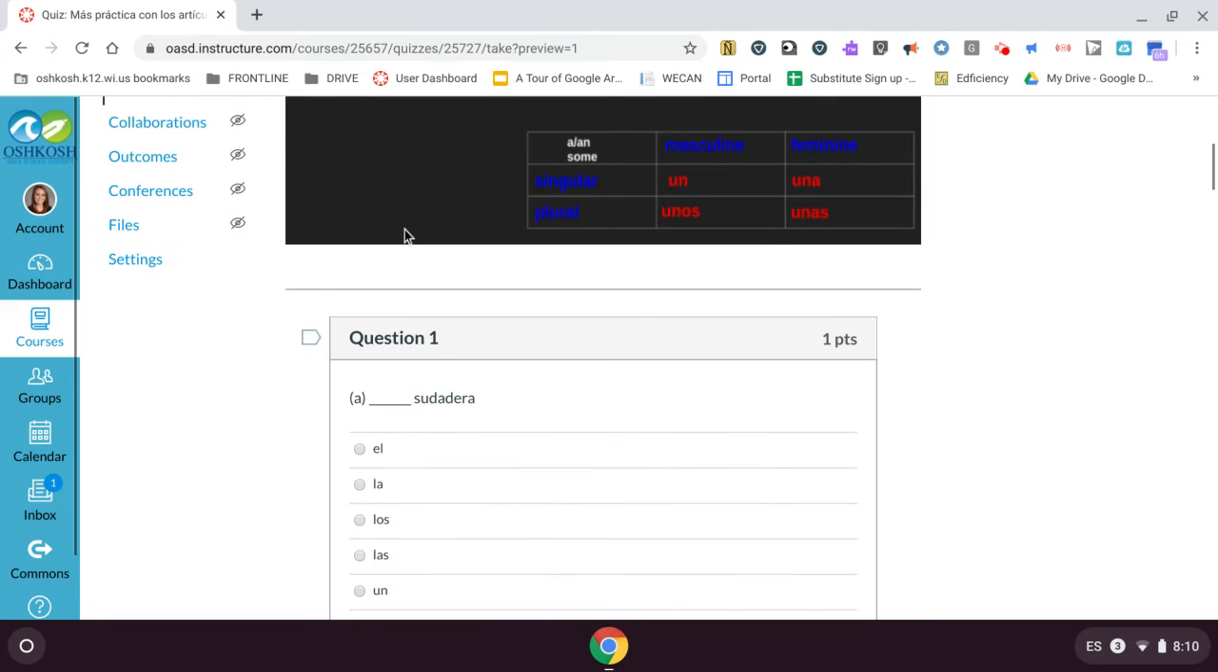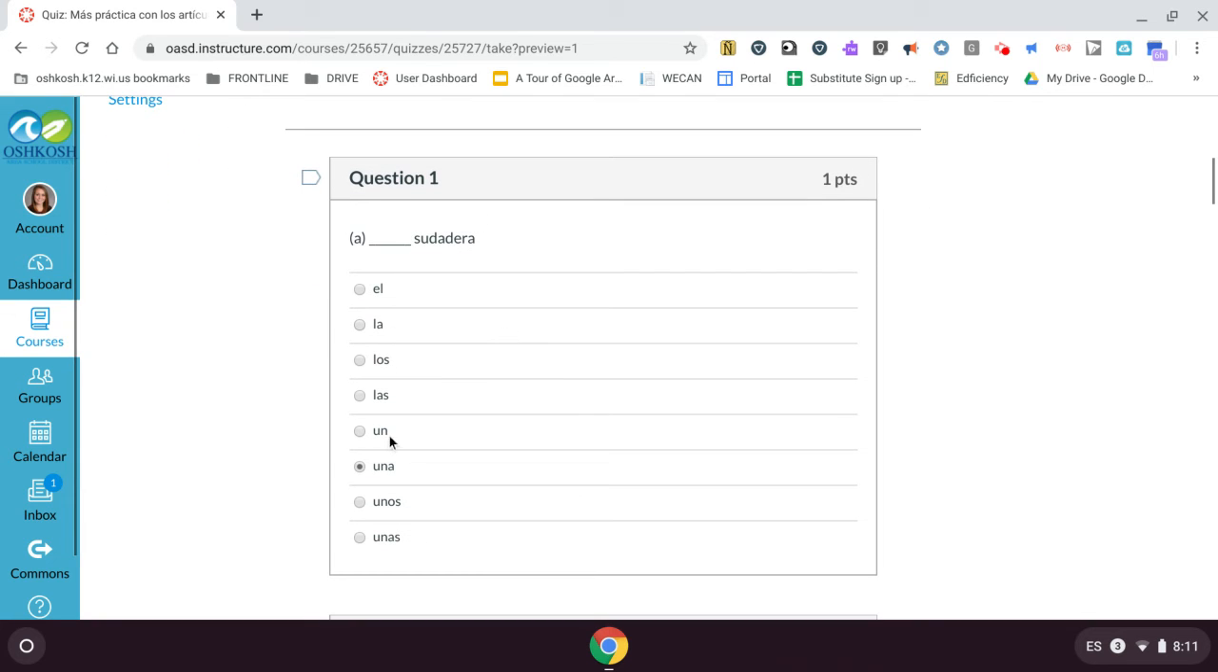Okay, let's do number 1 together. So number 1, it says a sudadera. So a sudadera would mean we would use this chart right here again because we want to say a. And then we need to figure out, okay, is this word singular or plural? Well, a is singular and there's no S at the end. So we know that this word is singular and it ends in an A, which would make it feminine. So the feminine singular way of saying a is going to be una. And you can see I already had that marked down there for you.